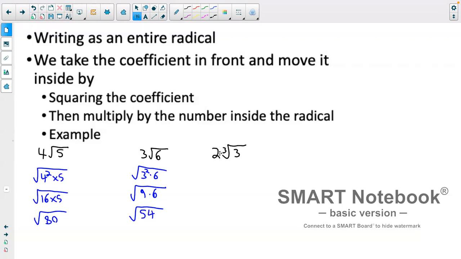Next one's slightly different because it's a cube root. That just means that our coefficient in front will be cubed instead of squared. So we have 2 cubed times 3. 2 cubed is 8. So we have a cube root of 24 is the same as 2 cube root of 3.